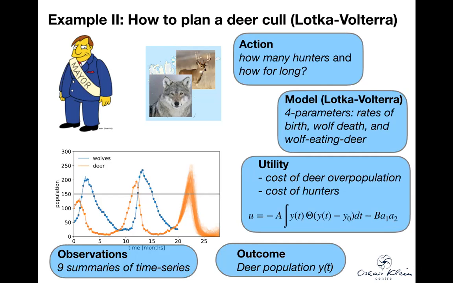Our observations are just 9 standard summary statistics of these time series. It's like the means, log variances, and lagged correlations of the time series. So we're going to play the same game. We're going to learn the utility distribution conditioned on our summary statistics over the action space and see if we can tease the optimal action out.